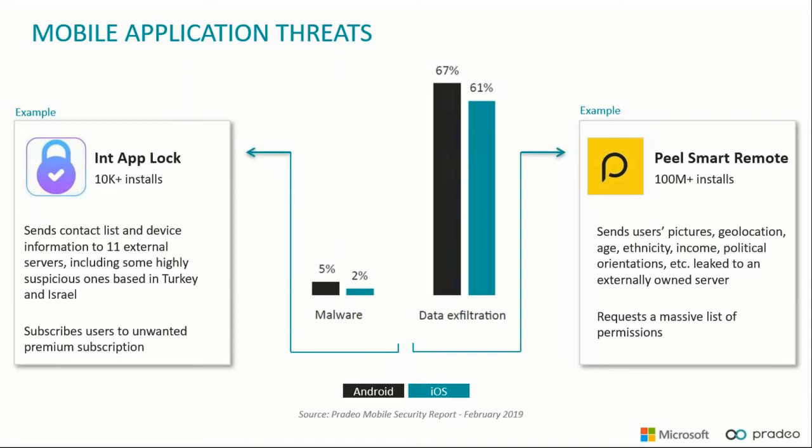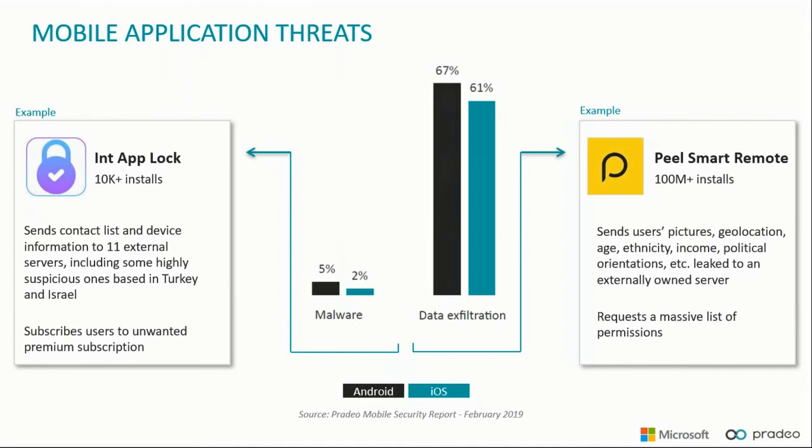Every day, the Pradeo lab detects applications with unwanted behaviors, such as the two examples we can see here. On the left, we can see IntAppLock, an application that was featured on Google Play, but actually hosted the Joker malware. It had more than 10,000 installs when Google deleted it from its store. Then on the right, PillSmart Remote is the perfect example of a leaky application that doesn't embed any malicious programs, but it's still greatly endangering users' data privacy. Indeed, the application was collecting many personal data to sell to marketing companies.